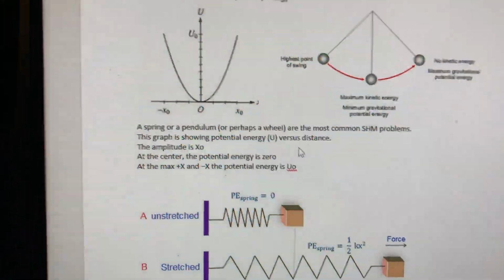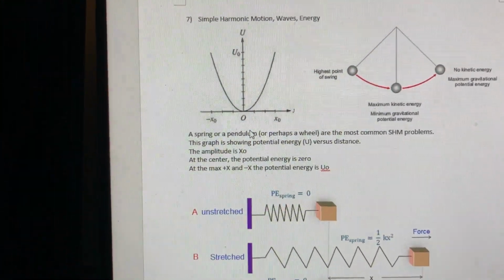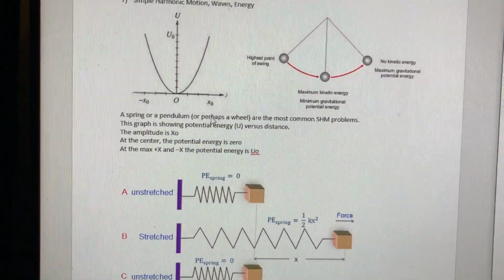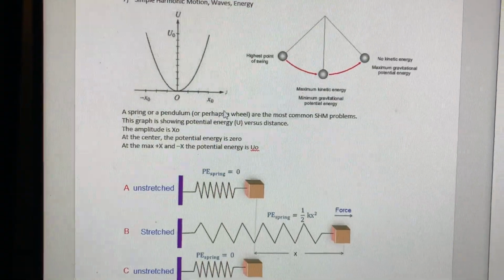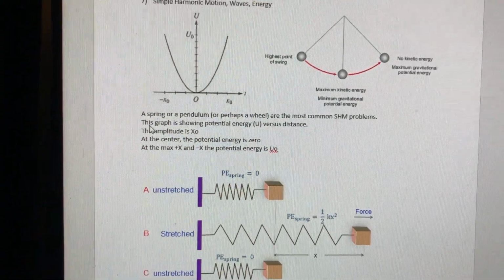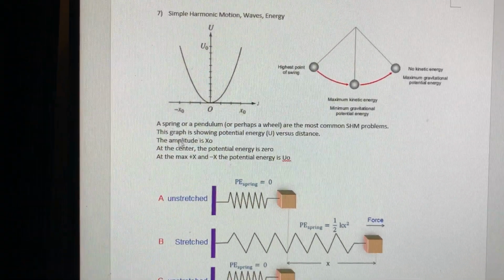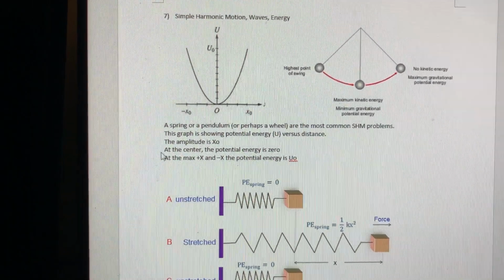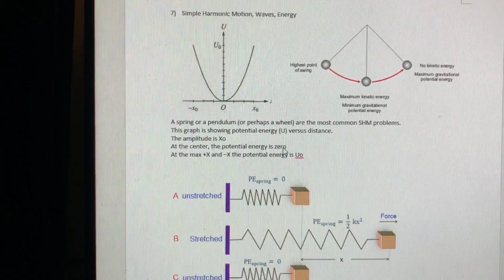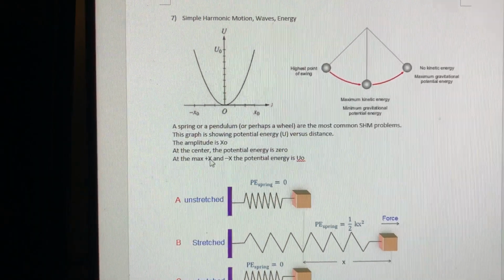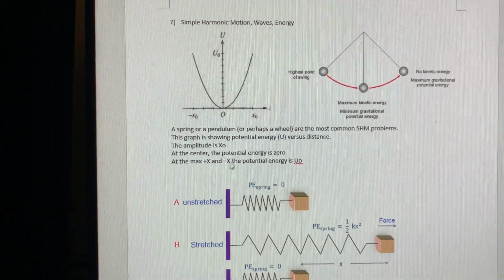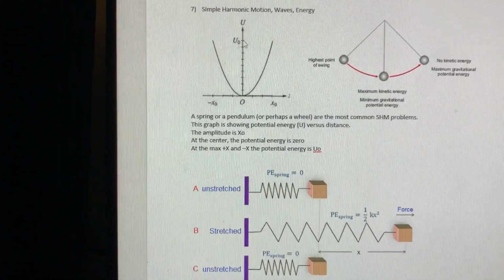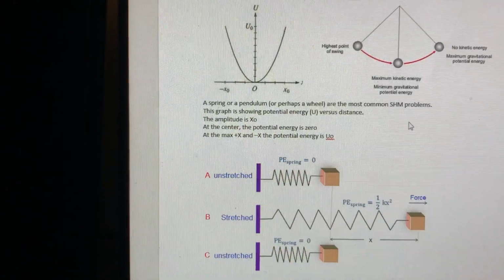So if you get a simple harmonic motion problem, it's most likely a spring or a pendulum, or it can be used with rotational kinematics and dynamics as well. This graph is showing potential energy versus distance. The amplitude is x naught. At the center, the potential energy is 0. At max positive x and negative x, the potential energy is U sub naught, the maximum there.